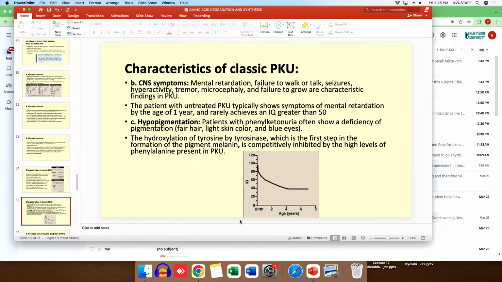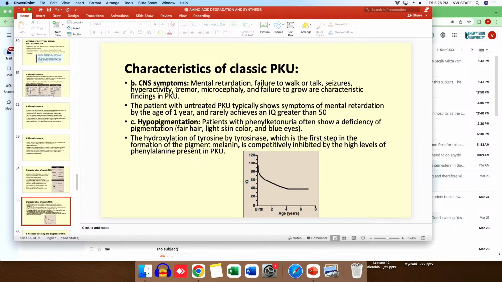CNS symptoms. This is an extremely important one. This is basically what gives you the disorder phenylketonuria. Just the white color of the baby is not a big deal, right? No one will care if their babies are whiter compared to their peers, right? Well, it's not a problem. Fine. They can live with that. They cannot live with the CNS abnormalities.